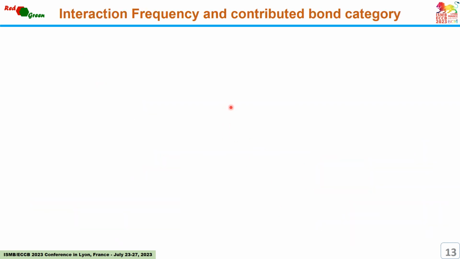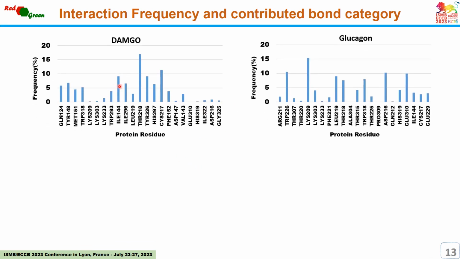We also analyze the interaction frequency and contribution of bond category. Here we see the DMGO and glucagon, and these are the residues that bind over the simulation period, and the marked residues are binding pocket residues. Although DMGO has more residues with frequency, most of them, which are binding pocket residues, have lower frequency compared to glucagon.